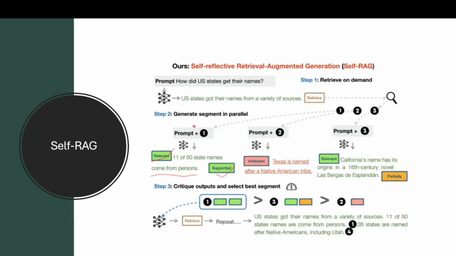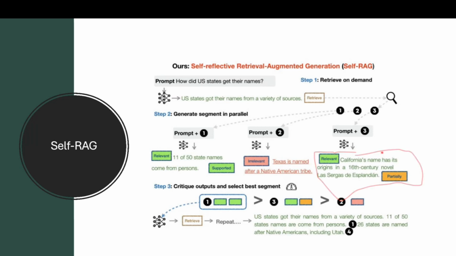So what is happening here? Agents are working. Agents are understanding these two questions, and based on these two questions, this is the response. But agents are also saying that Texas is named after a Native American tribe, which is not an appropriate response for these kinds of questions. And the third is relevant, but it is only partially related. It is not 100% related, it is partially related. So in this case, it won't use these things.